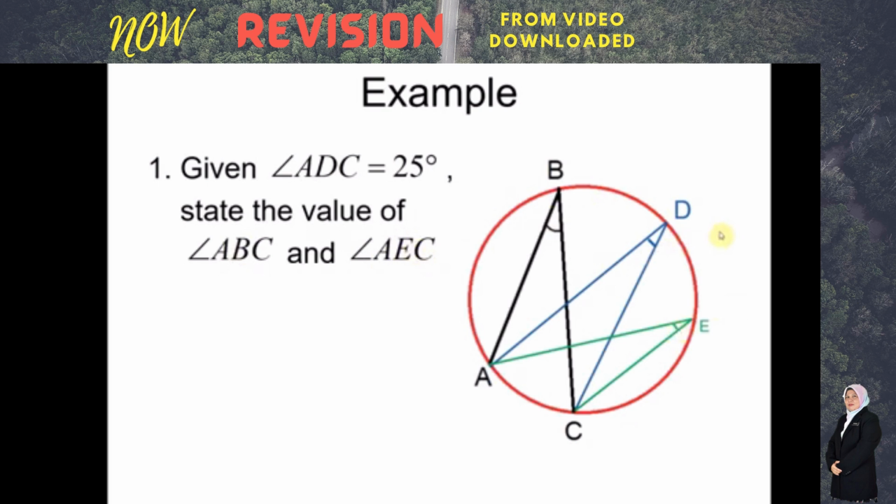Of course, if you apply the properties, since these three angles here are angles at the circumference, they touch the circumference, and they are subtended by the same minor arc. This angle and this angle are subtended by the same minor arc AC. Hence, this angle and this angle here are equal. Since this is 25, angle ABC is 25, and angle AEC is also 25.